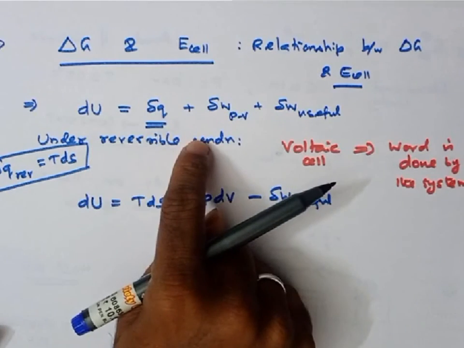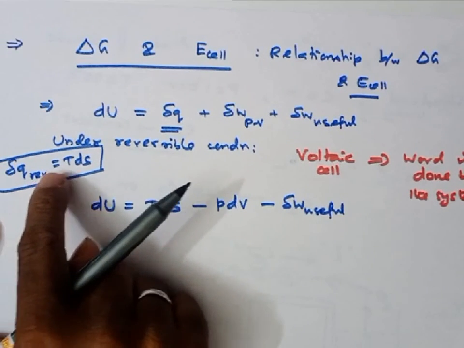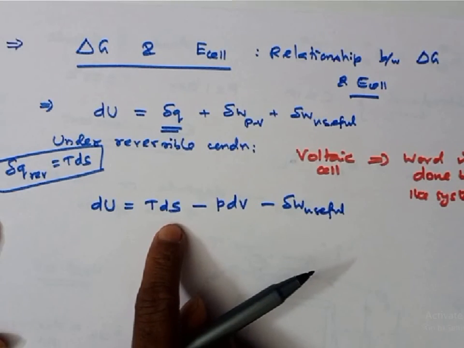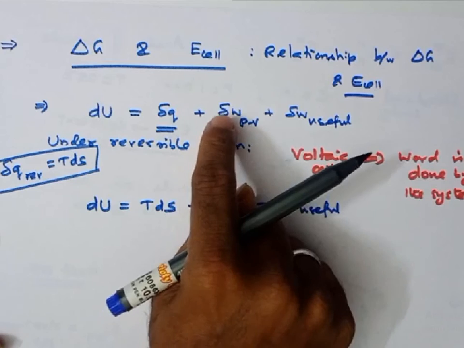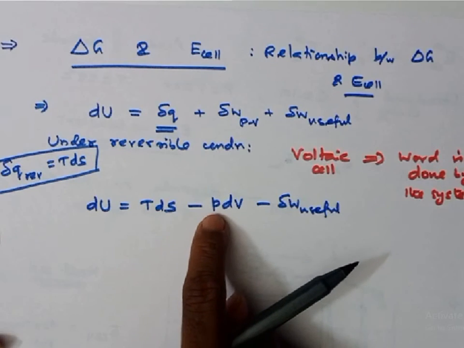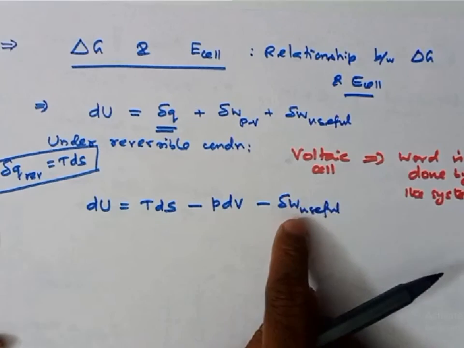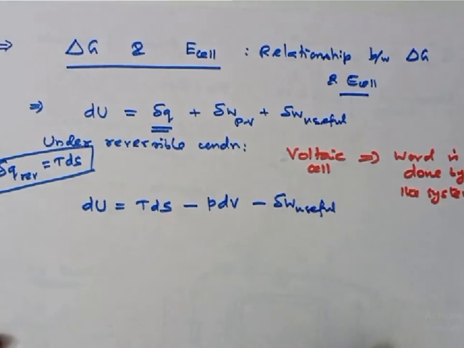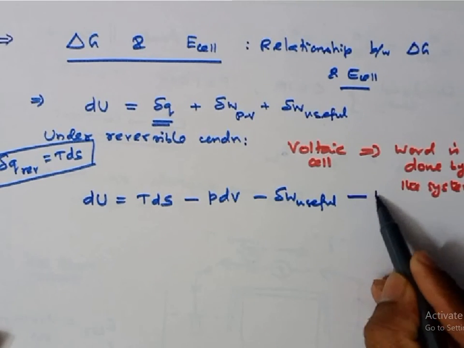Under reversible condition, according to second law, del Q reversible is equal to T dS. So I'll replace this del Q by T dS. Then under reversible condition, work done can be given as pressure of the gas into dV. And what is the useful work? Useful work, I'll put negative sign because work is done by the system. This we know. I'll take this as equation number 1.